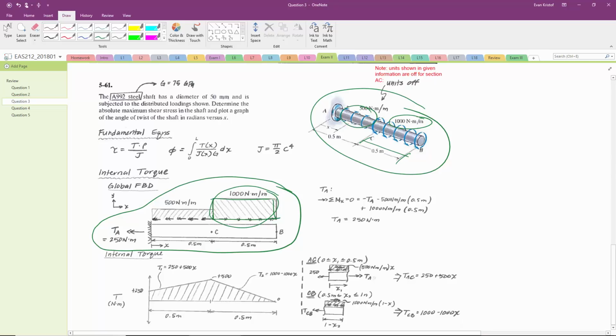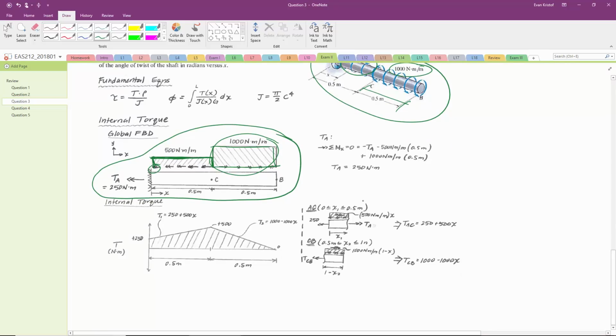Same thing over here, 500 Newton meters per meter. They had an issue with the units, and I made a note of that. But same thing, it's a constant uniform distributed torque, and I've shown the direction of the arrows, and I've shown a rectangle recognizing the area underneath that, because that's how we get the resultants. And then it's the same idea. I have the free body diagrams shown right here for the section cuts, and that's how I get to these internal torque equations right here.